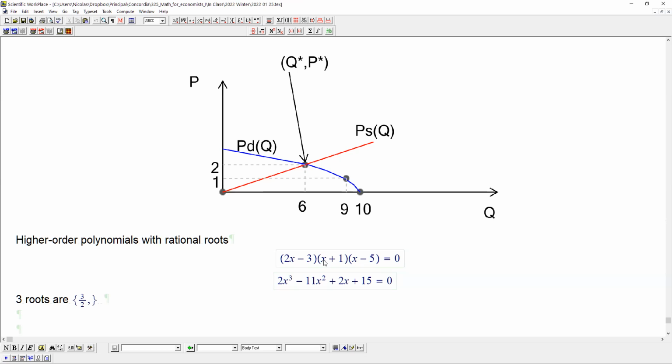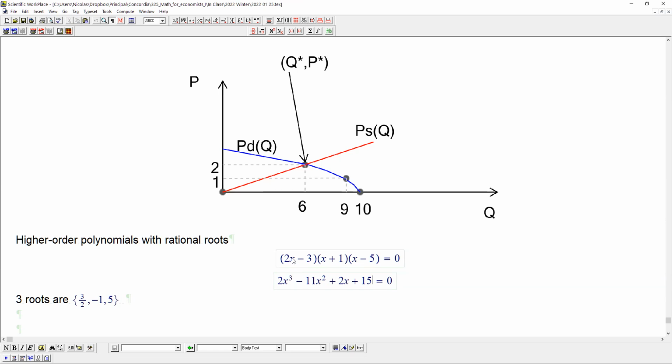For that one, x equals -1. And for that one, x equals 5. So what I want is to recover these three roots, which are obvious in this case, but not obvious at all in this case. Because I don't know how this 15 was made, or how this 2 was made. Is there a 2 here or a 2 here or whatever?